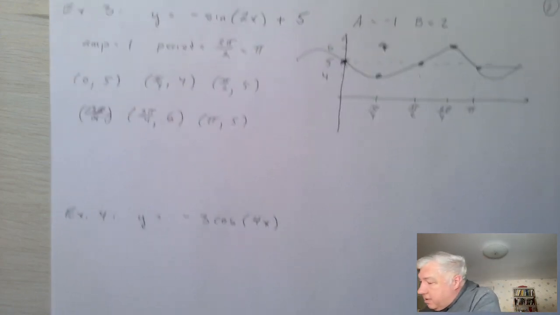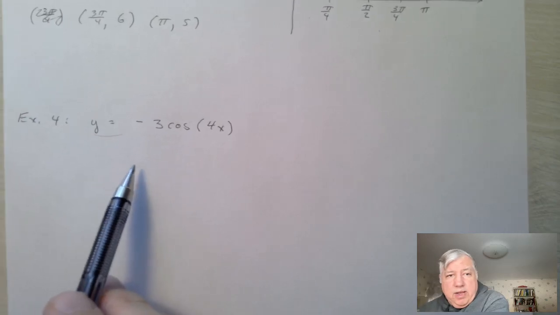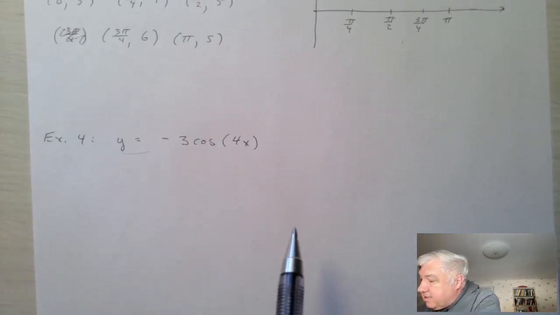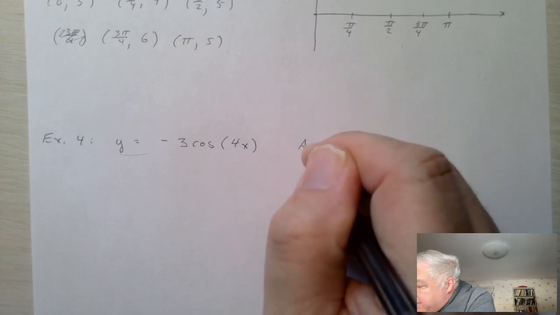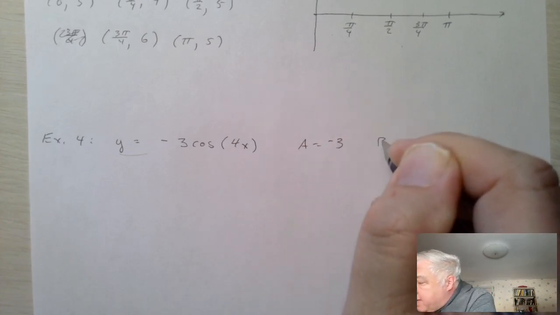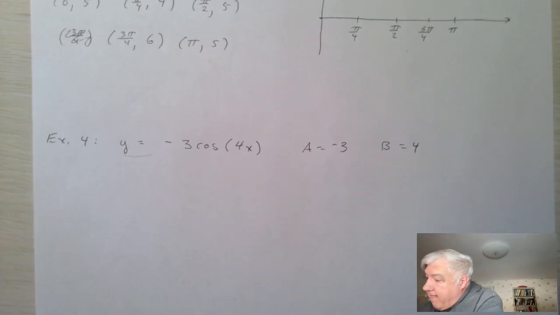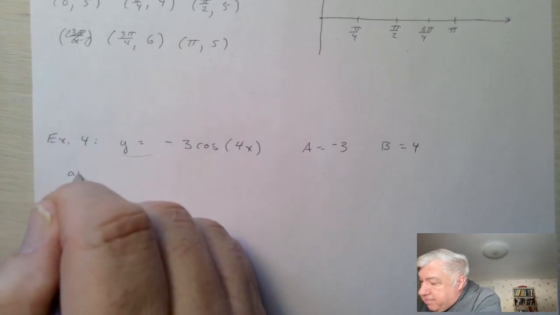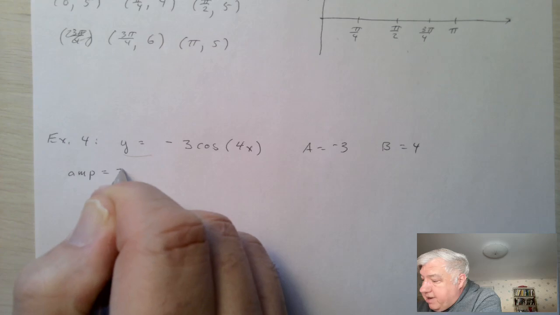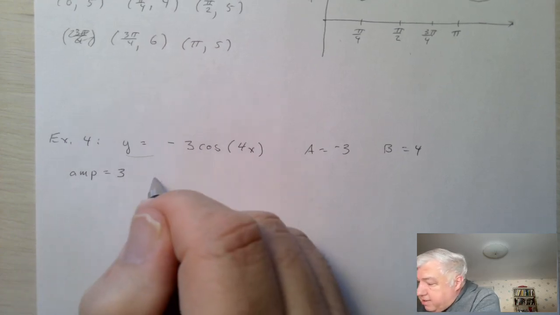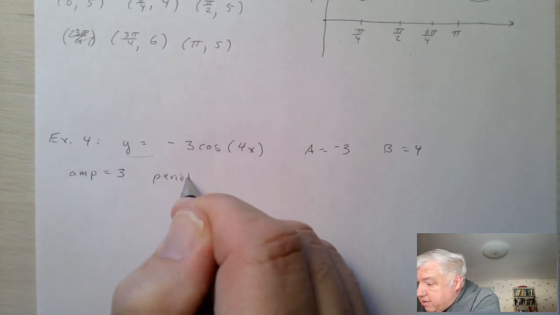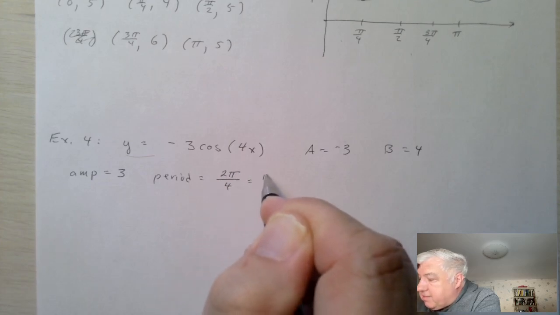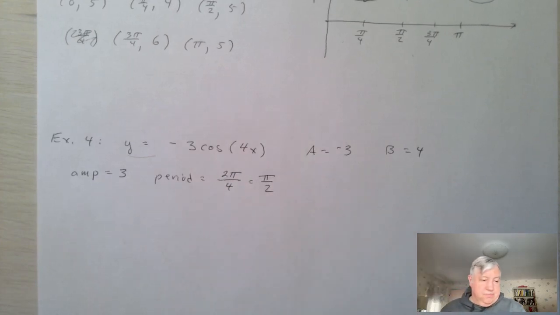Another one. Let's look at y equals minus 3 cosine of 4x. A is negative 3. And B is 4. And so the amplitude is going to be the absolute value of negative 3. That's 3. And the period is 2 pi over 4, which can be simplified to pi over 2.